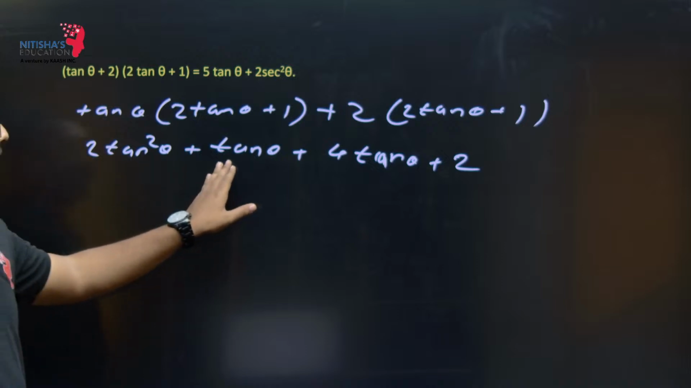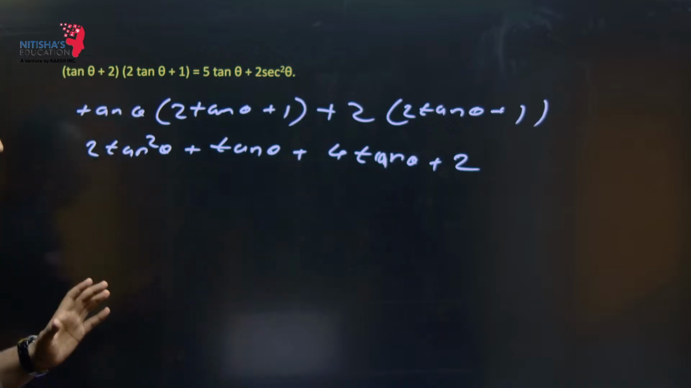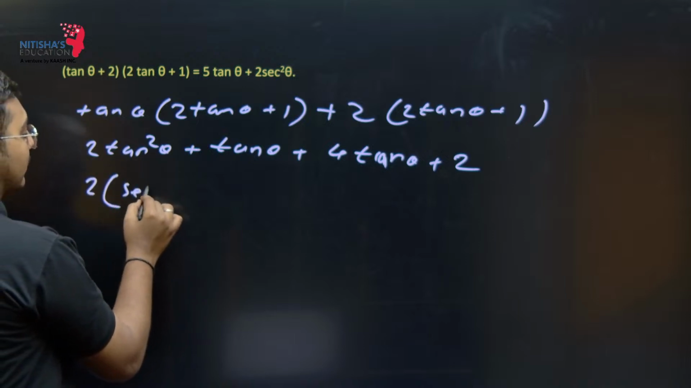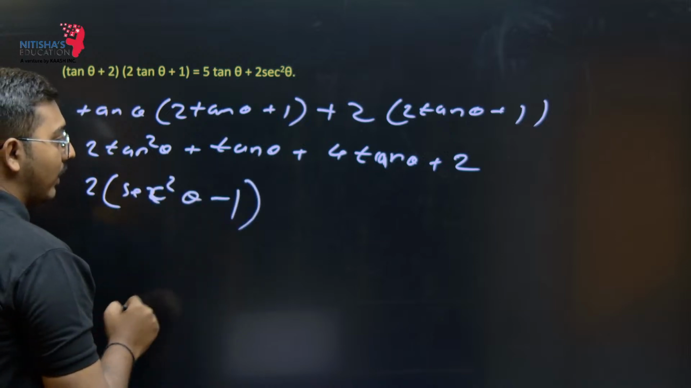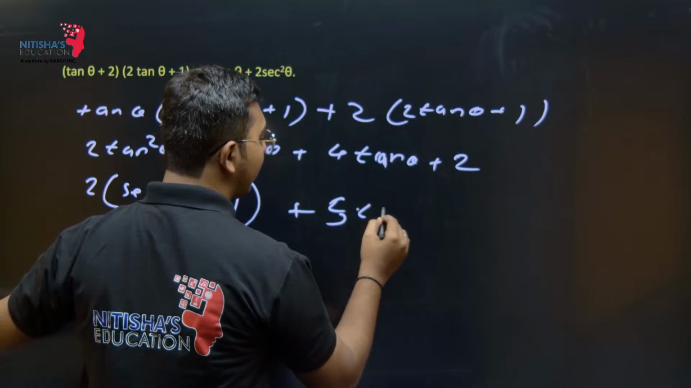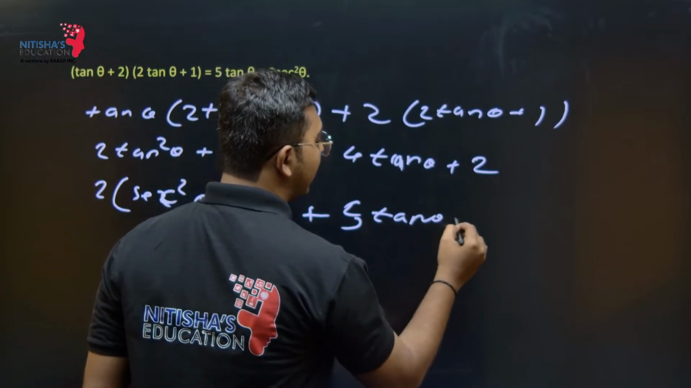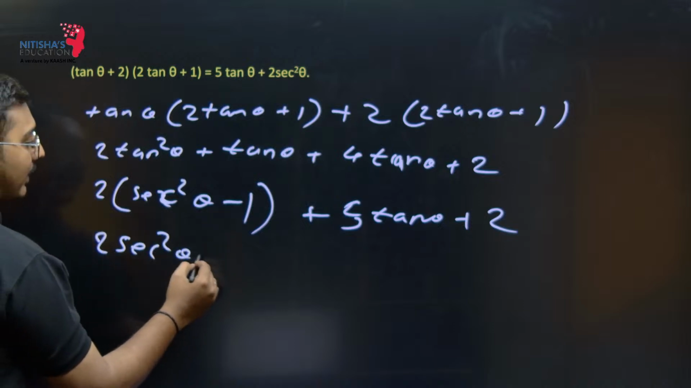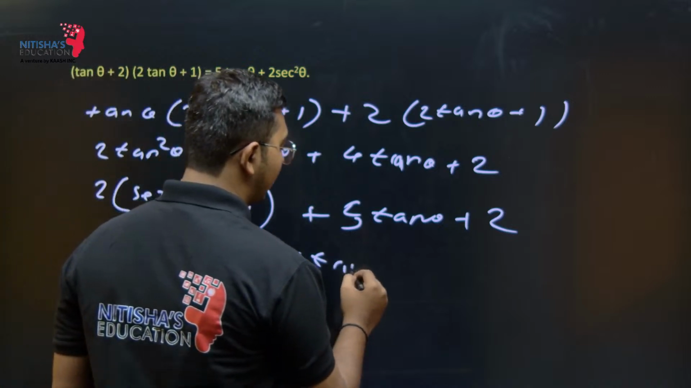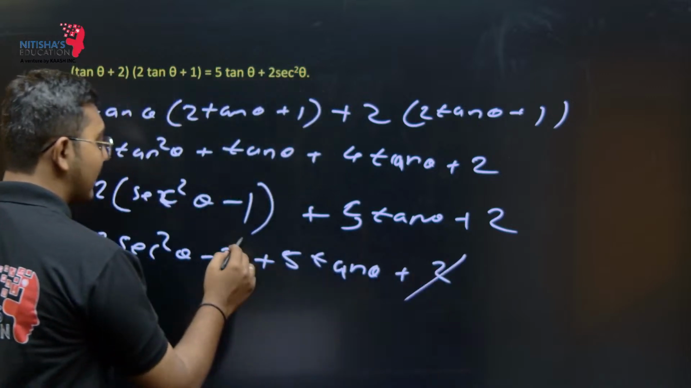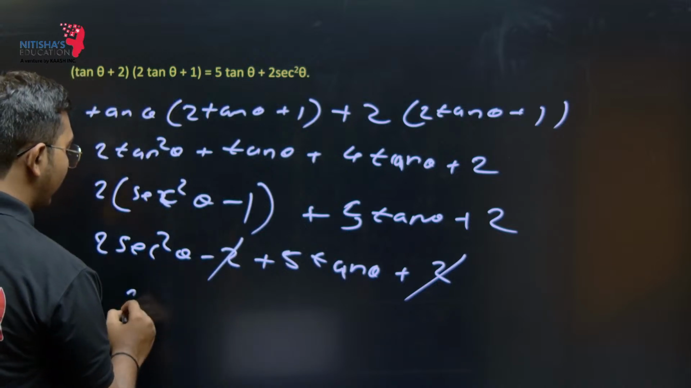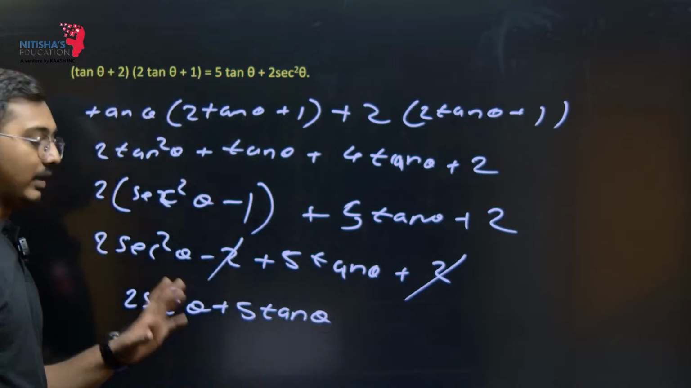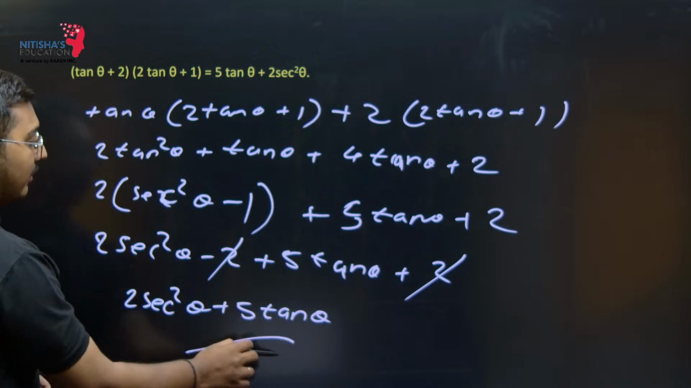Now 2 tan square theta, and tan theta plus 4 tan theta will provide you 5 tan theta. So 2 times, and again tan square theta can be written as sec square theta minus 1, plus 5 tan theta plus 2. So if you expand it, 2 times sec square theta minus 2 plus 5 tan theta plus 2. 2 will be cancelled out altogether. So this will provide you 2 times sec square theta plus 5 times tan theta. Okay, so this is the required one.